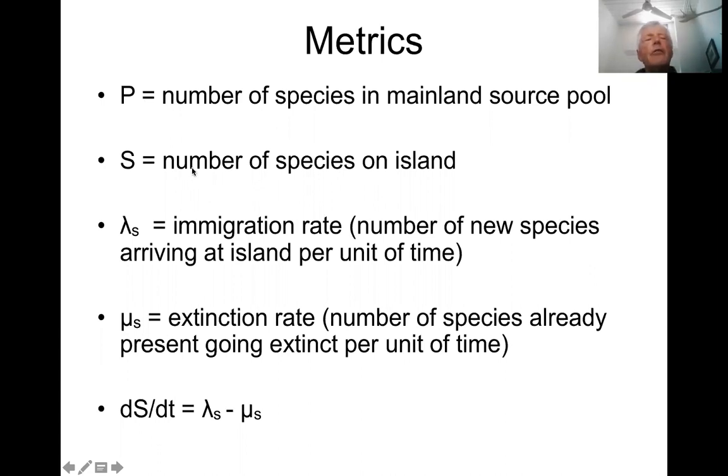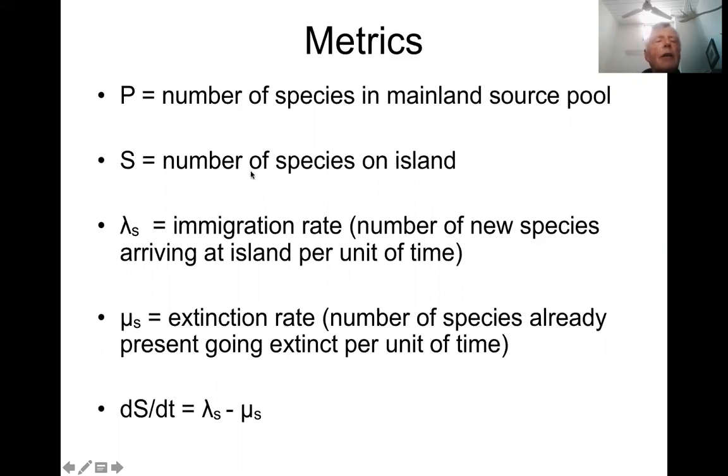Pretty intuitive, actually. So let's let big P equal the number of species in the mainland source pool. This is the total number of species that there can be in this particular system. Let's just say in France, it's the total number of species in the country of France. S is the number of species on any particular island.